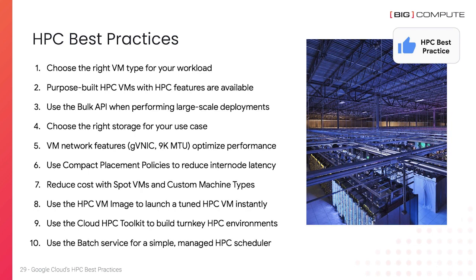Use the HPC VM network features like 9K MTUs, 100 gigabit per second networking, and best practices to optimize your networking performance, especially for MPI workloads. Compact placement policies are a key networking feature that can mean a big difference in VM to VM performance. You should reduce your cost using custom machine types and spot VMs. Always deploy those VMs using the HPC VM image, which comes with our HPC best practices built in.